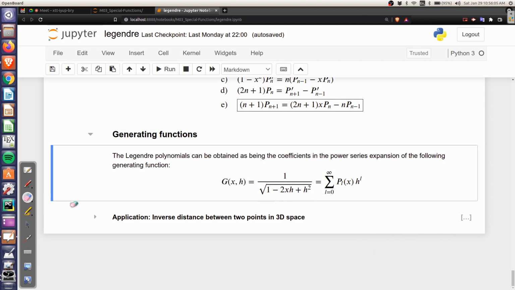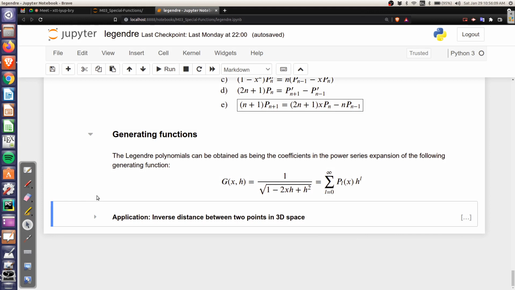That use is going to be really interesting, an application. This application you will see again next semester in your course on electrodynamics. If I want to find the inverse distance between two points in three-dimensional space, the generating function becomes very handy.